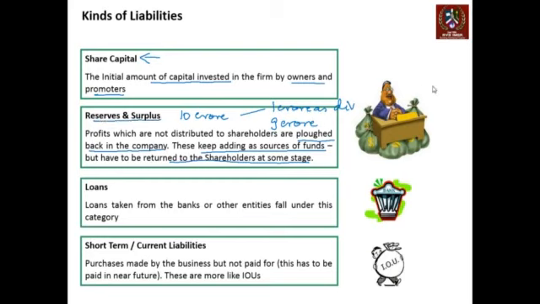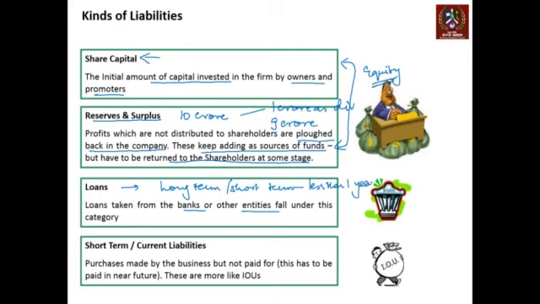Over a period of multiple years, share capital and reserves and surplus combined, these two combined will form what is commonly known as equity of a company, right? That's the equity of a company. Then you could have loans that you have taken from banks or other entities which fall under this category. The loans could be classified in terms of long term and short term. There are other classifications as well. Long term is any loan that is more than 1 year. Short term is any loan that is less than 1 year. You have to repay it back in less than 1 year. That's a short term loan, right?